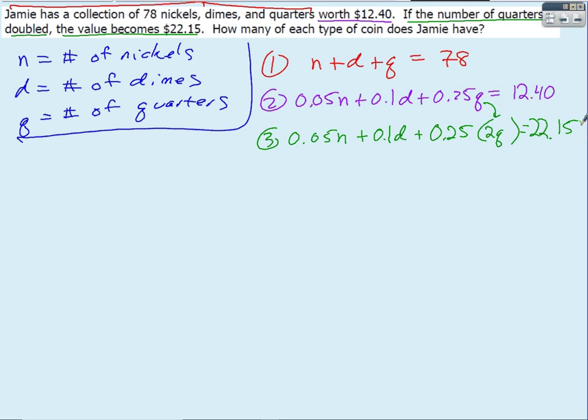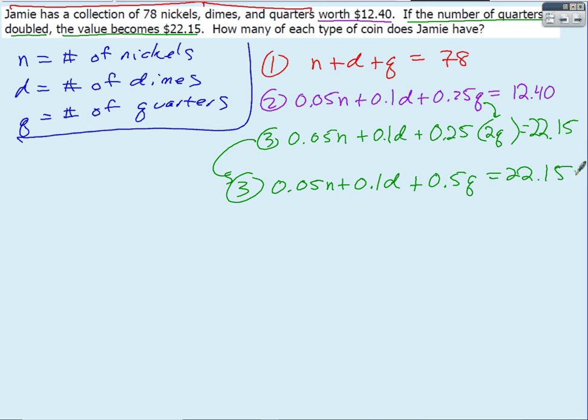And so we could simplify that. 0.25 times 2 is just 0.5, right? So we'd want to rewrite equation 3 as 0.05N plus 0.1D plus 0.5Q equals 22.15. That would be the simplified version of equation 3. But then I've got my 3 equations, 3 unknowns, and I can solve that system, right? Make sense? Yeah. Okay.